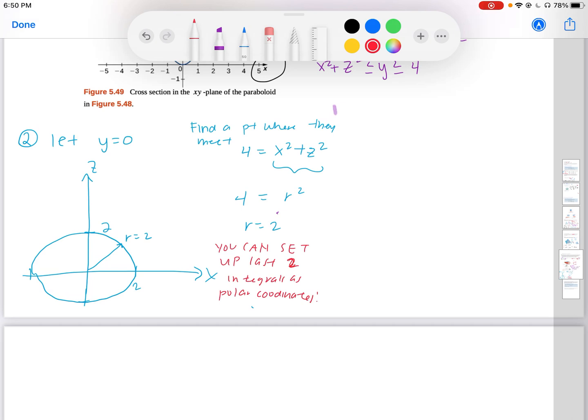That's crazy. So you kind of start off with one integral, and then if it makes it easier, change to spherical.